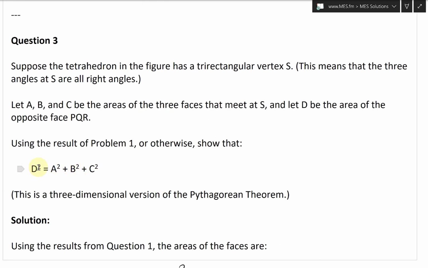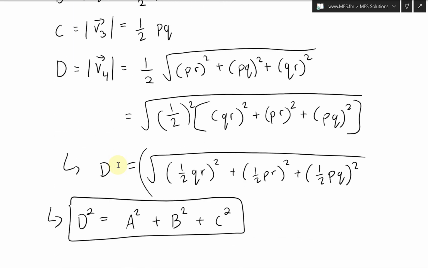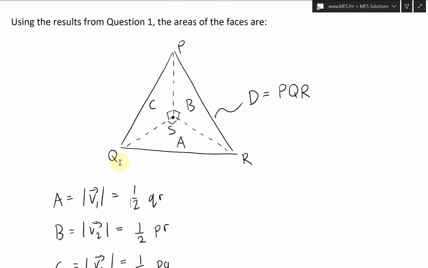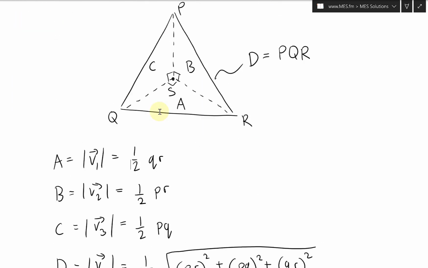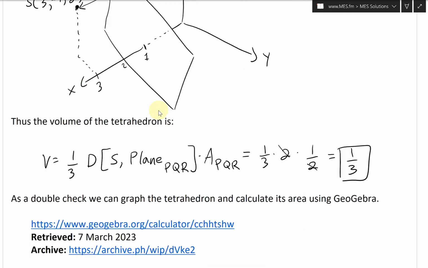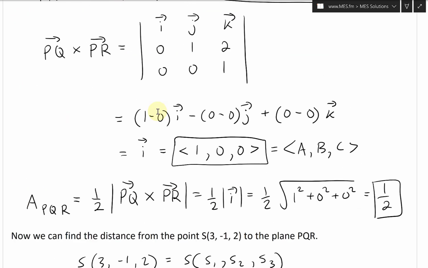So using the result, we just showed that D squared equals A squared plus B squared plus C squared. So epic stuff. And yeah, the three-dimensional Pythagorean theorem, very amazing. Anyways, that is all for today. Hopefully you enjoyed.